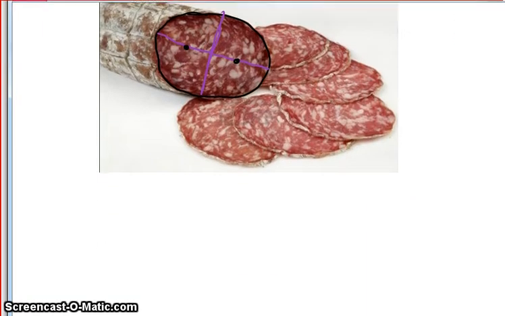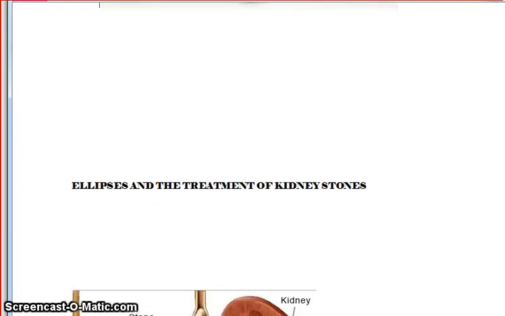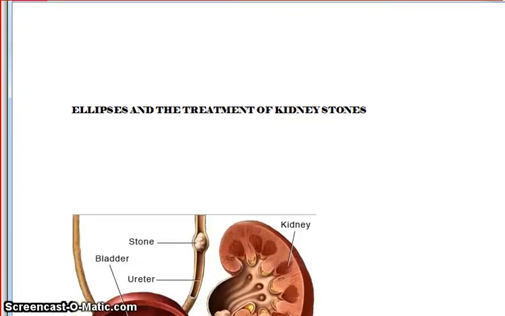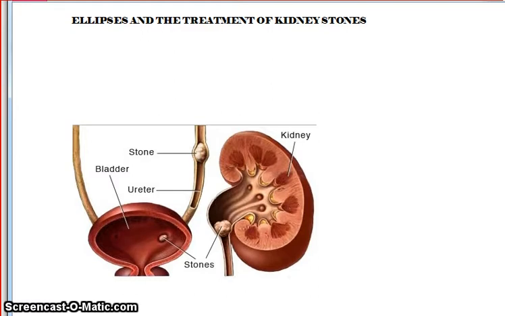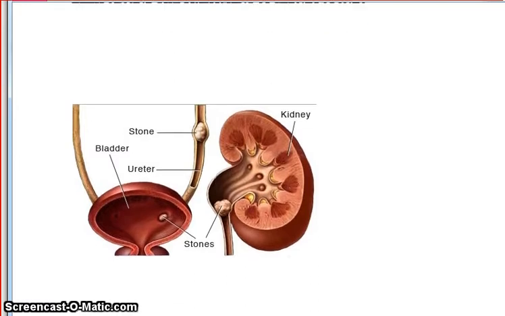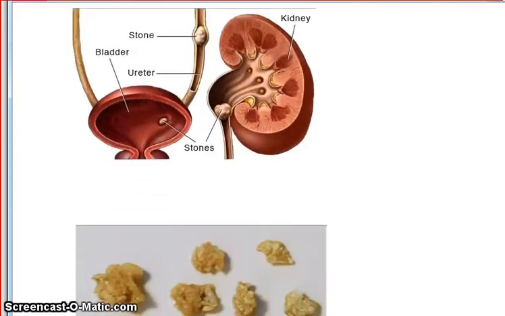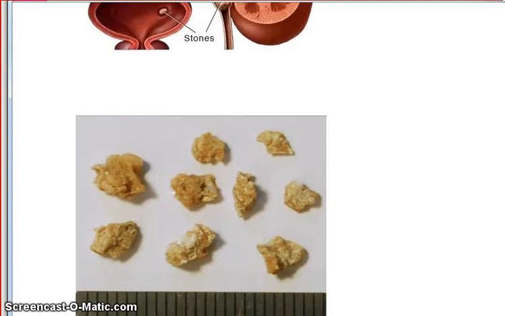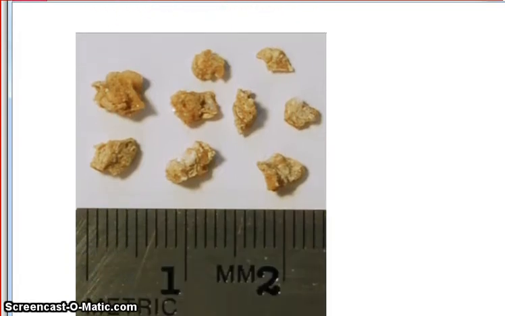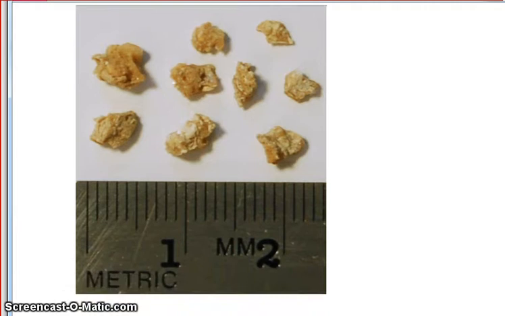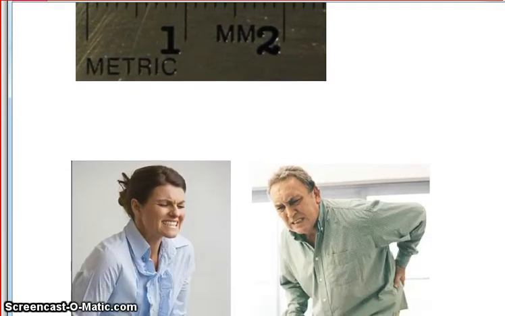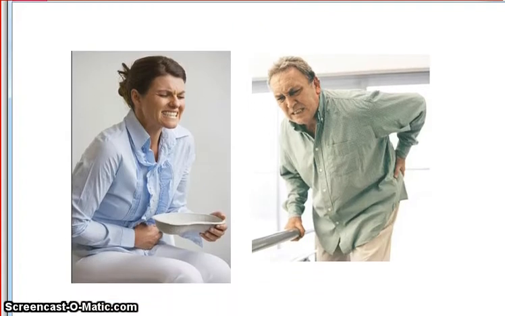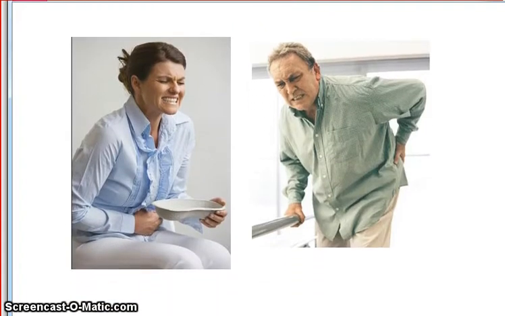What I think is one of the most interesting examples is the use of ellipses for treating kidney stones. A kidney stone is a deposit that occurs in your kidneys or in your urinary tract. Apparently they're incredibly painful. This is what they look like when they're not inside of you. You can imagine that having these little jagged calcium deposits in your kidneys is not a pleasant experience. It causes immense pain, and for many years there was no real good way to treat these things.